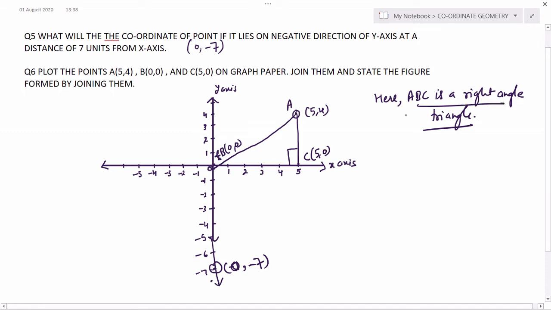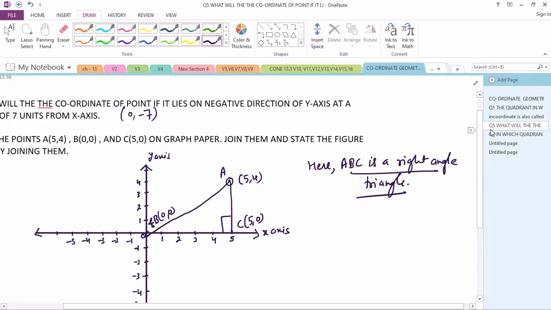So this is the answer, right? According to the question, you will plot the points, join them, and you can observe from the figure what kind of figure is formed here. Okay, let us move to the next question.